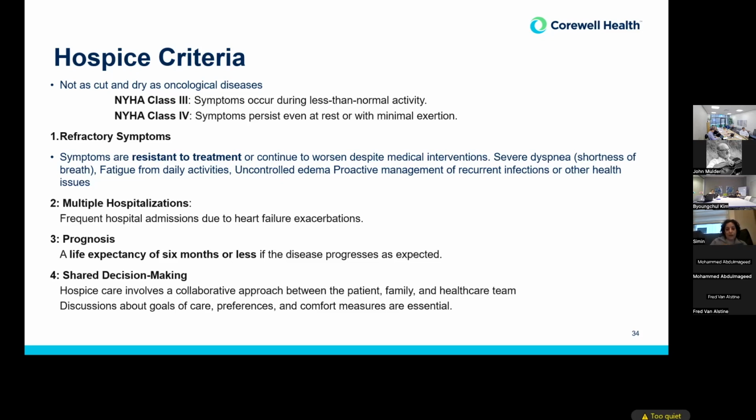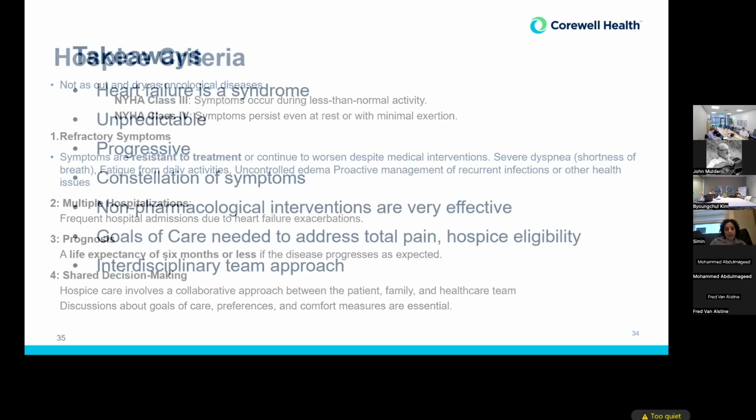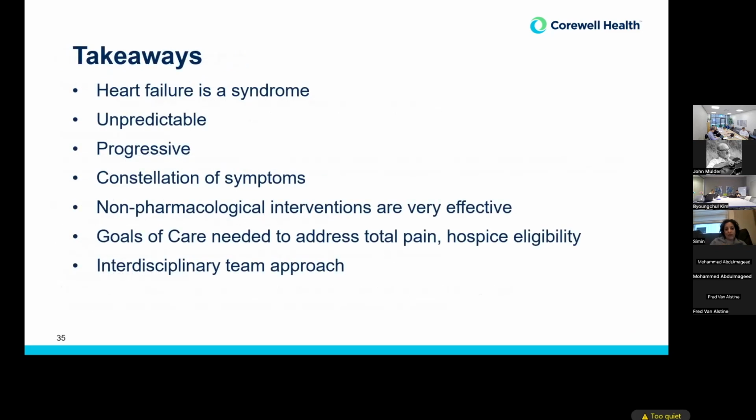Again, telling that story of why this patient is appropriate, why we think that their life expectancy is 6 months or less, with a class 3. So that's what we do. And just take away, then open it up for comments, questions.